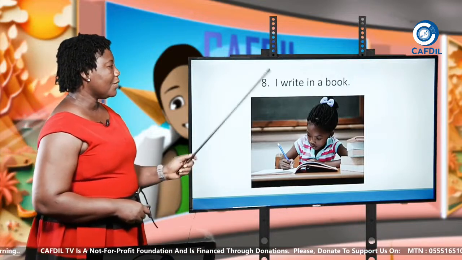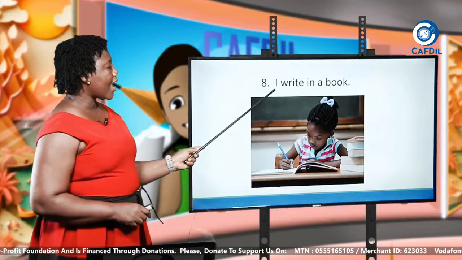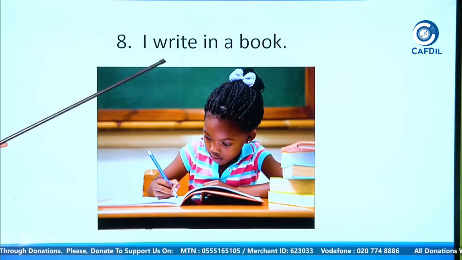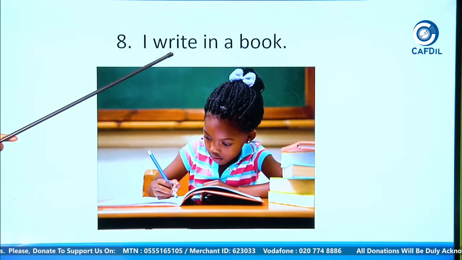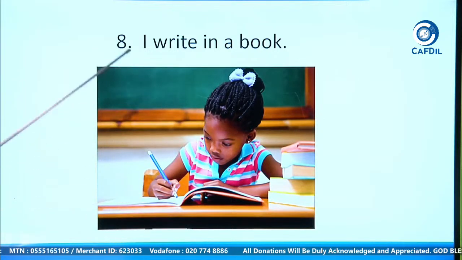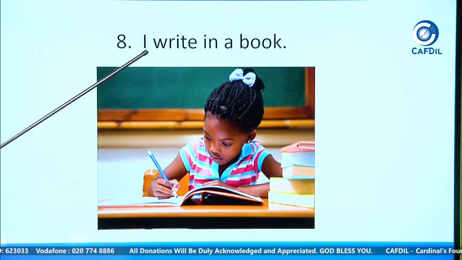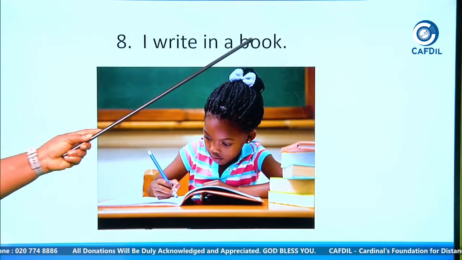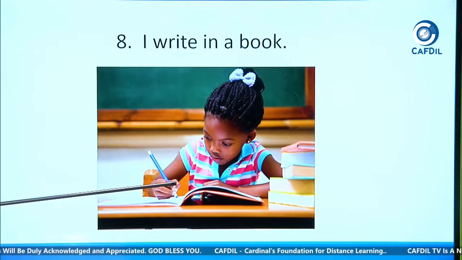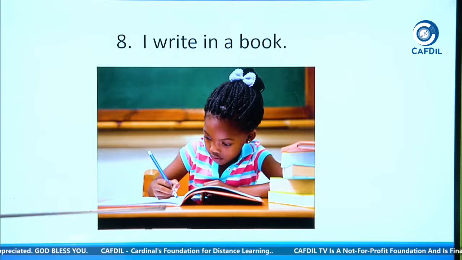Therefore, we will read our sentence, which is a simple one. I, then you look at the activity that is being done. Write. Where is she writing? In a book. In a book. So you can say, I write in a book. Good.